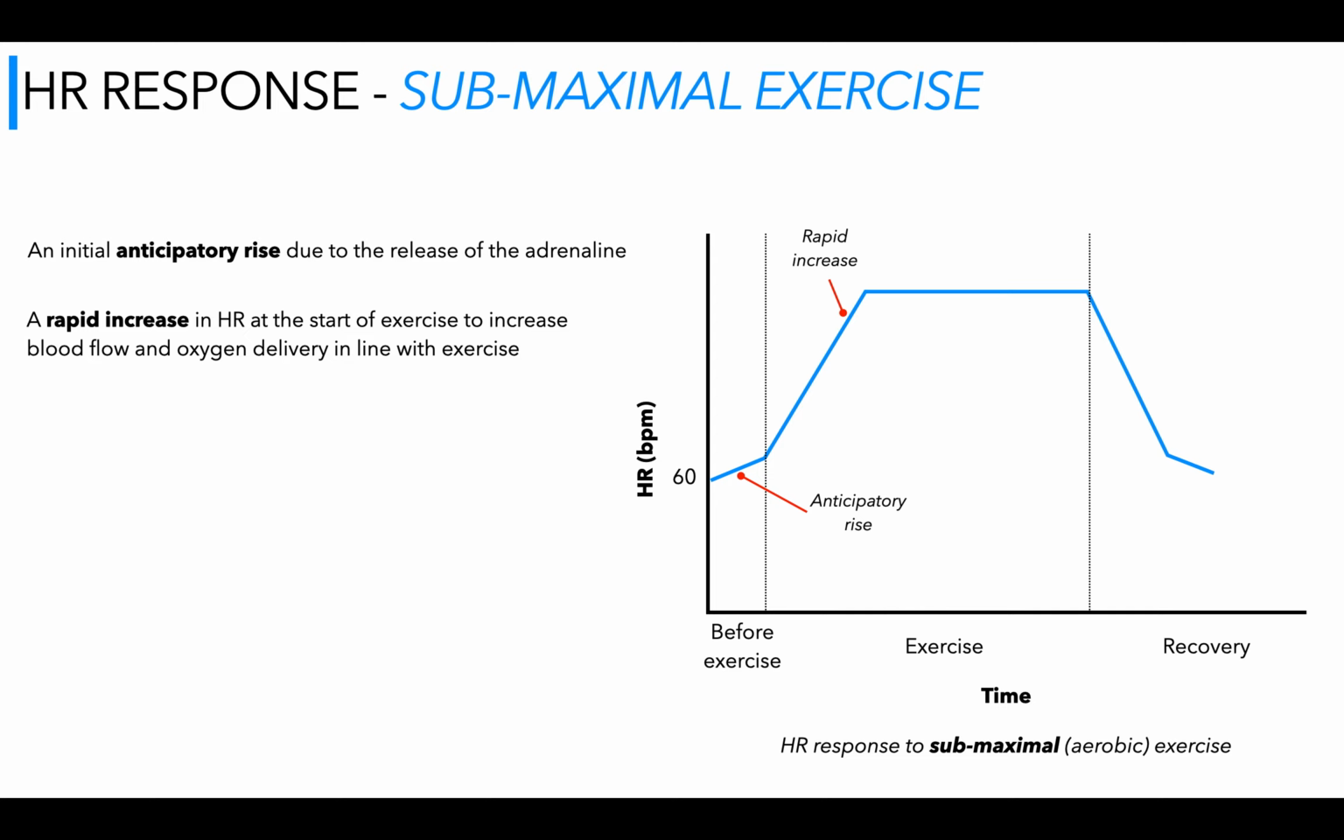So heart rate needs to increase the blood flow and oxygen delivery in line with how fast we're moving, in line with the exercise intensity. So that's what the heart does. Heart rate quickly increases, okay, and then as you can imagine, stroke volume will be working.